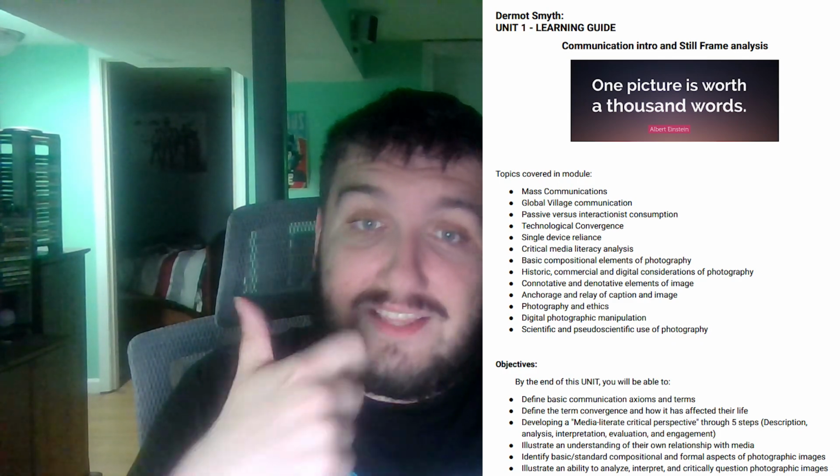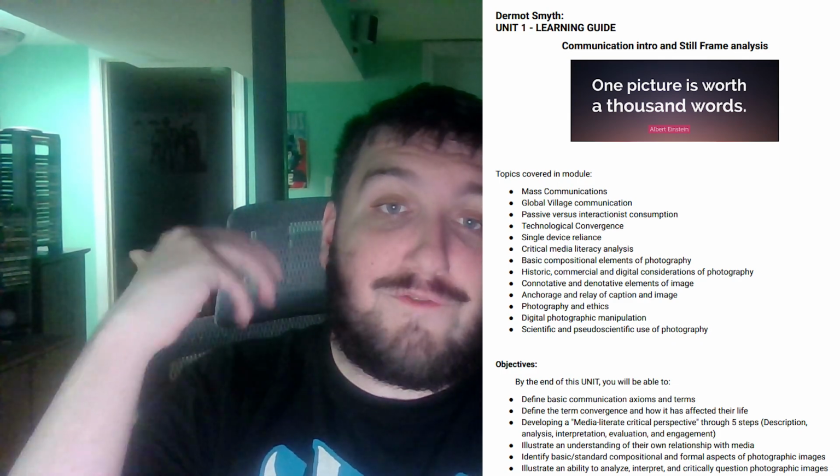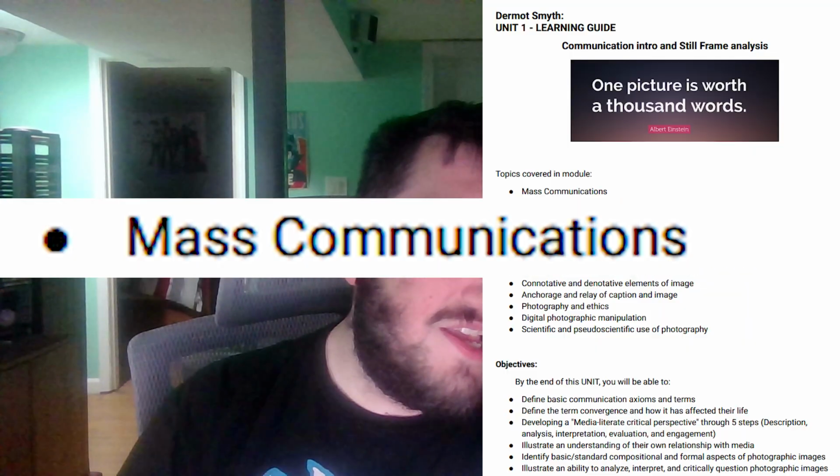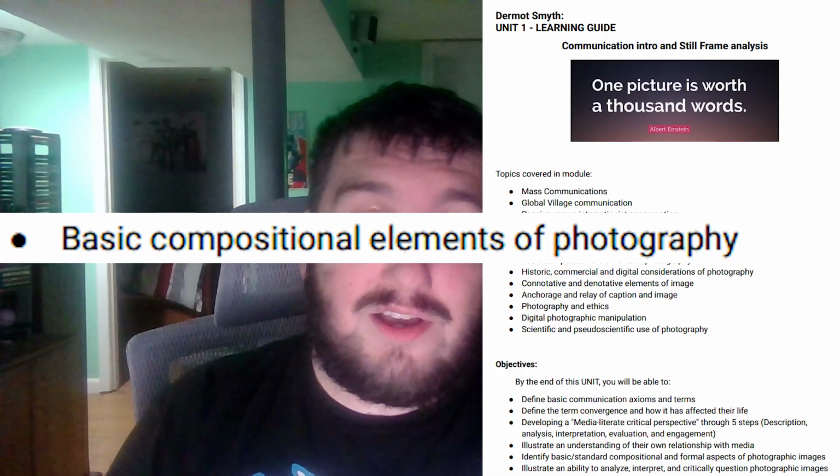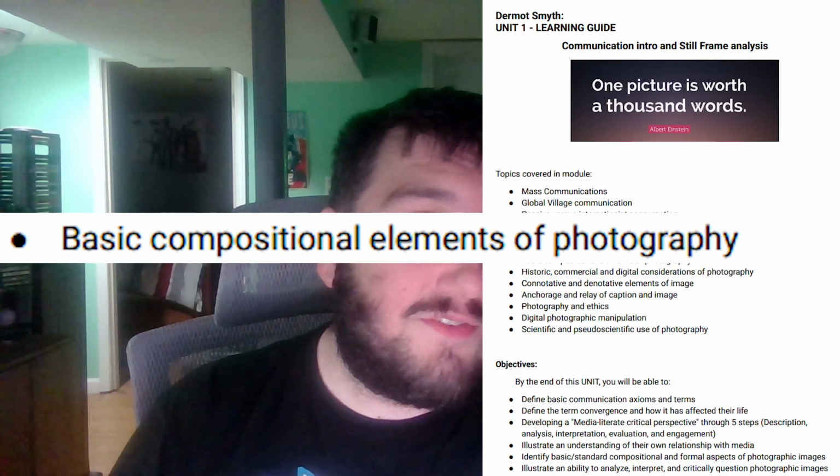So basically, as you can tell, I'm doing the video essayist thing. Each section of digital media literacy is set up into different units, or as I'm going to call them, sections. So section 1 is the learning guide. This is kind of like the communication and still frame analysis intro. Unit 1 is just your classic learning guide. They cover stuff like mass communication, critical media literacy analysis, basic compositional skills of photography, and other stuff like that.